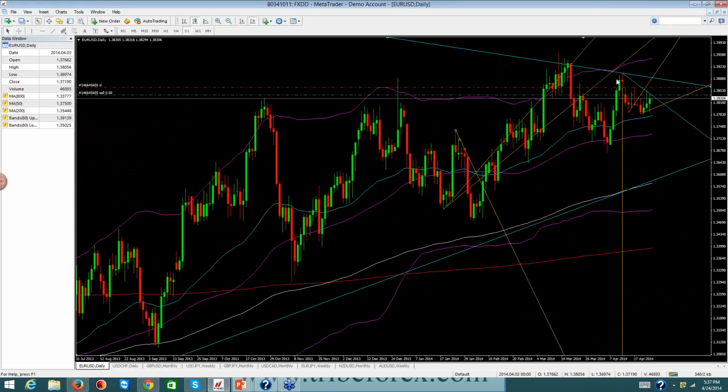Euro dollar, same thing, consolidation, 1, 2, 3, 4, 5, 6, 7, 8, 9 bars of consolidation, and it stayed within the very same band, if you will. We're going to be looking for a sell here on the euro dollar for tomorrow.